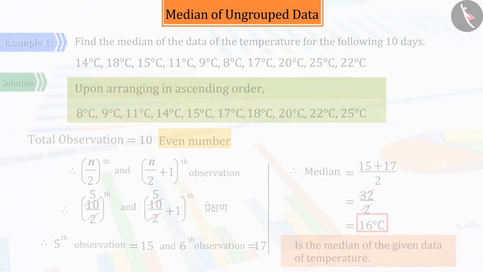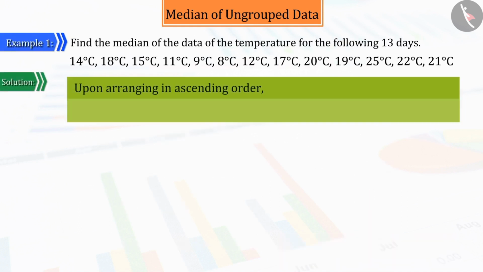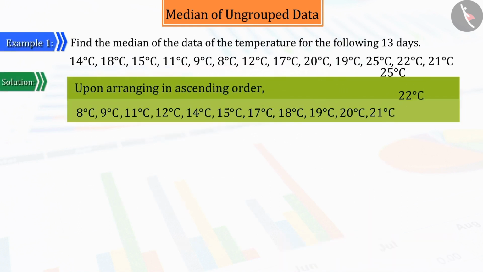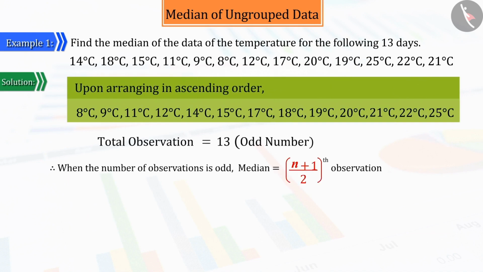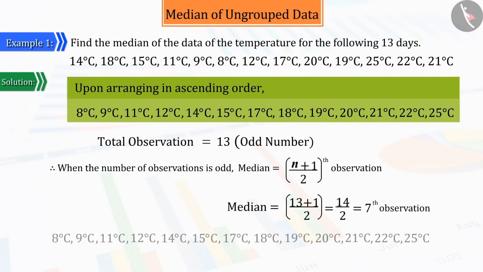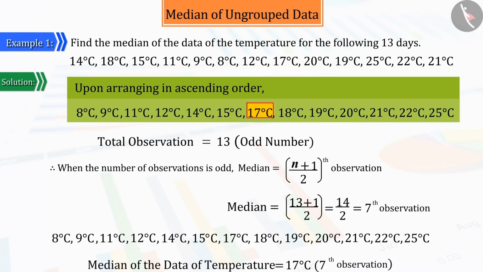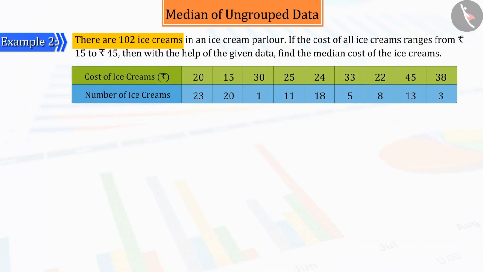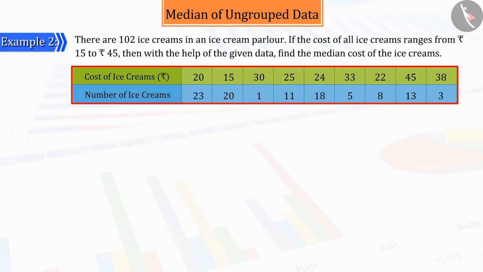And if the number of observations would be odd, then the median here would be the value of n plus 1 by 2th observation. Let us now discuss this in detail. There are 102 ice creams in an ice cream parlor. If the price of ice creams ranges from 15 rupees to 45 rupees, then, with the help of the given data, find the median cost of the ice creams.